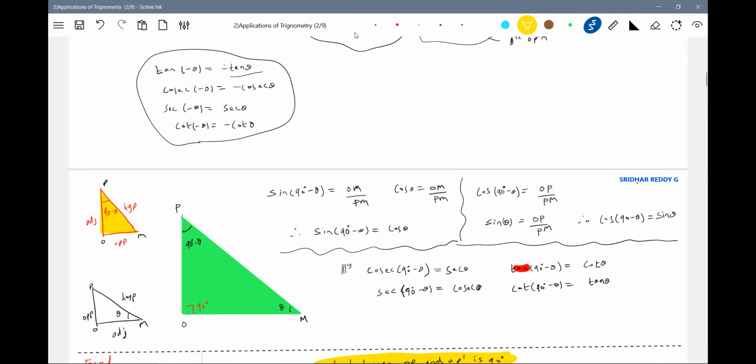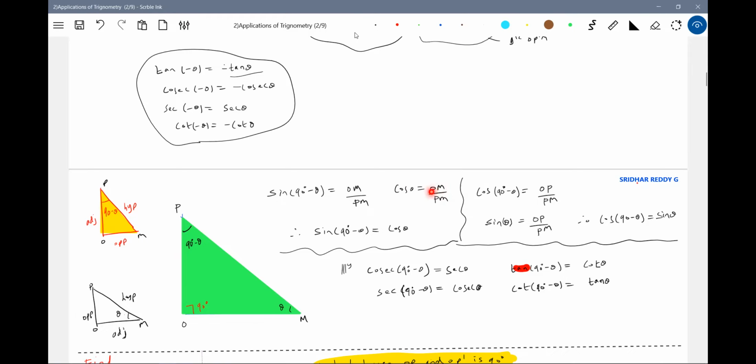Try to notice here. Now let's define in this triangle. Sine of 90 minus theta, what will we write? Opposite by hypotenuse. So what is opposite for this yellow color triangle? It will be OM by PM. Fine, keep it here now. Similarly, in this bigger green triangle, we'll define cos theta as adjacent by hypotenuse, OM by PM.